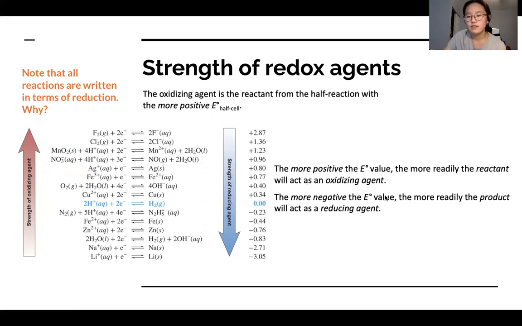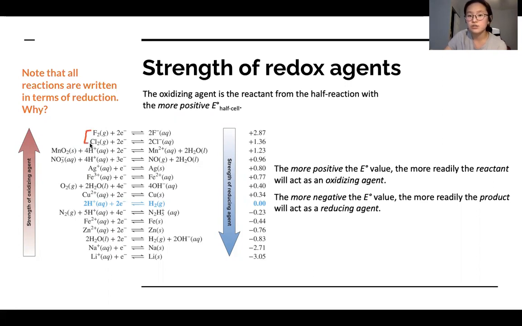The more negative the E values, the more readily the product will act as a reducing agent. In other words, these products really prefer to be oxidized. Okay, with that being said, let's talk about a specific case. In other words, I want to reiterate this one more time.